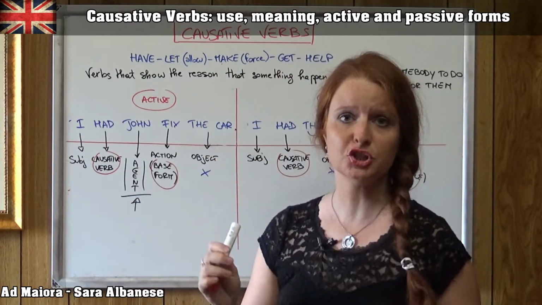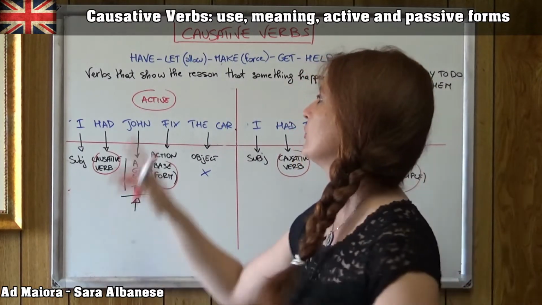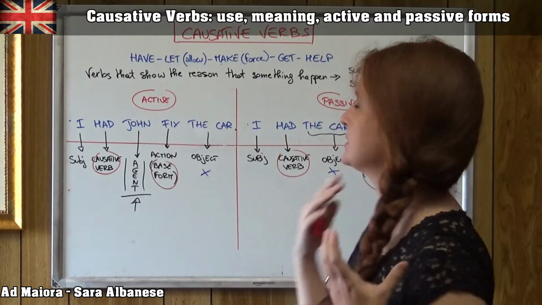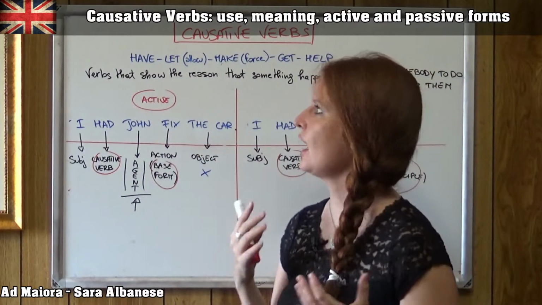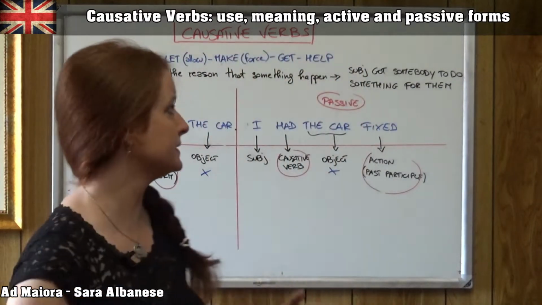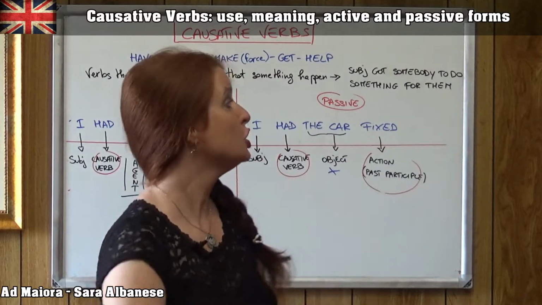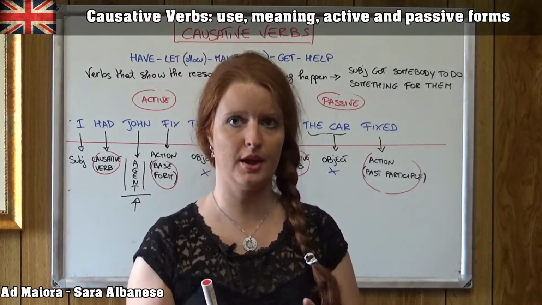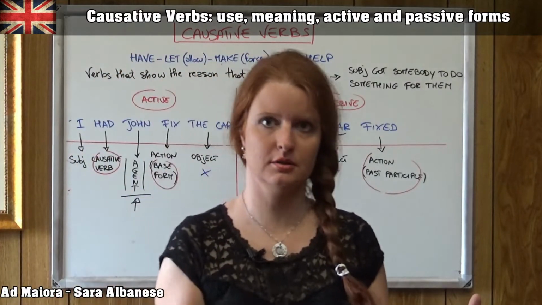Well, the definition we get in a grammar book is that causative verbs are verbs that show the reason that something happened. Show the reason that something happened. What does it mean? It means that the subject got somebody to do something for them. Or eventually the subject gets something to be done.